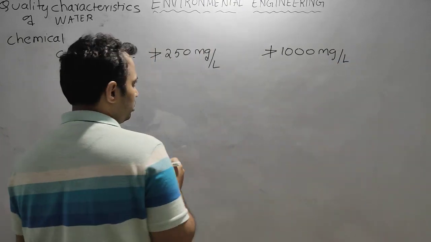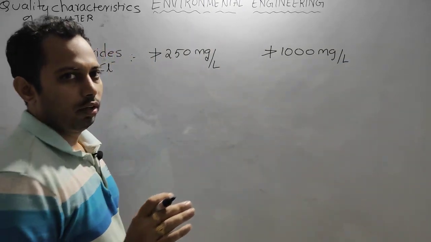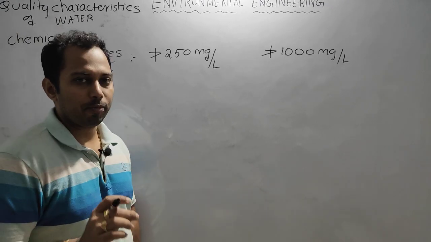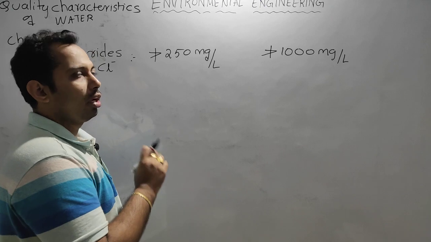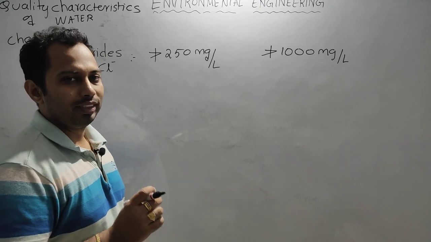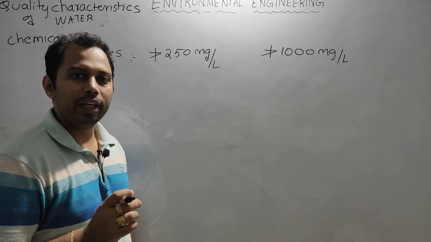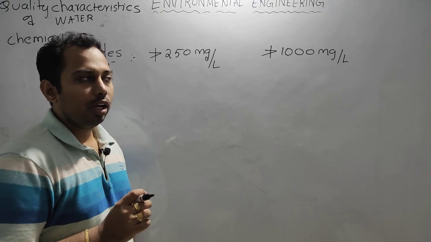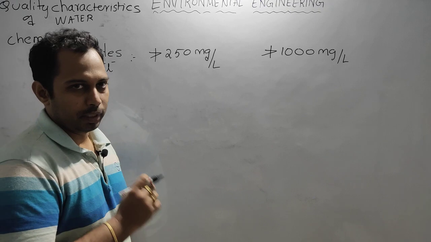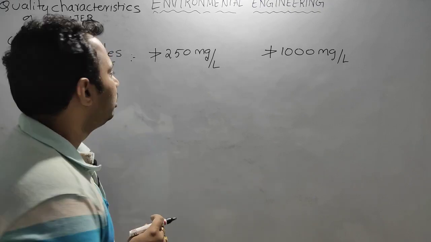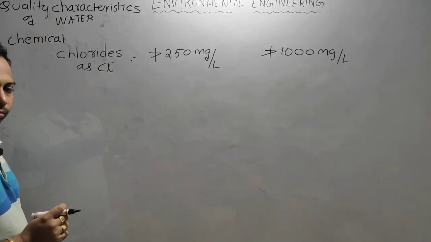Here, we will discuss what test we use to determine the chloride content, what the titrant is, what the indicator is, what the color change is, and what the effect will be if it is more than the specified limits. These things we will learn for each and every impurity.